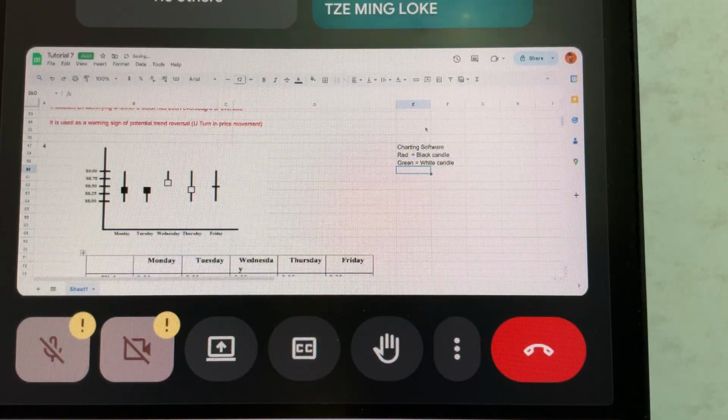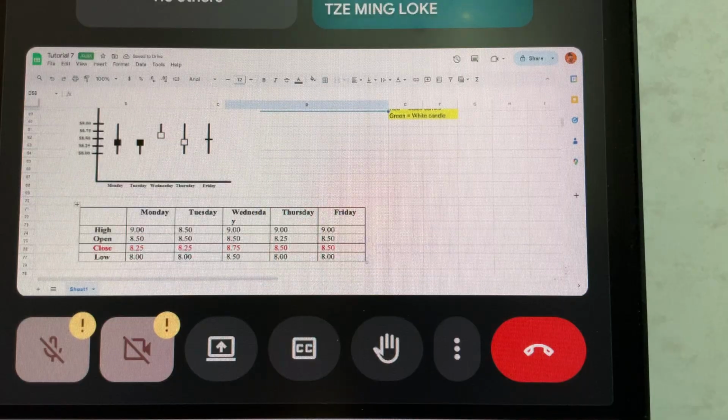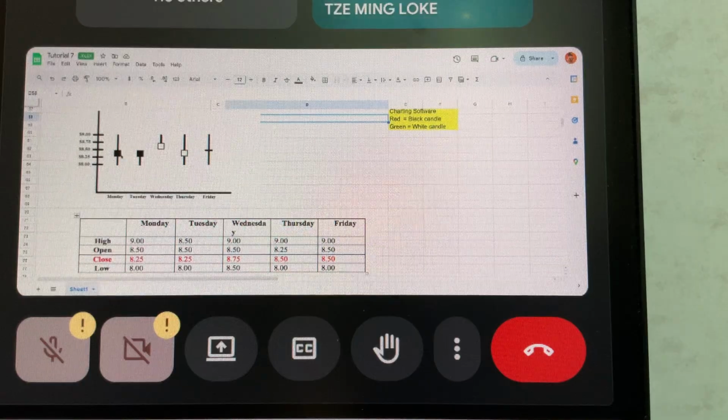So you just pay attention and take notes on that. If it's a black candle, that means the opening is on the top part, which is 850, and the closing will be 825. Then on Tuesday, you see there's no head on this candle, that means the highest is actually the opening also. So highest and opening are 850, closing is 825, but the lowest is 8.